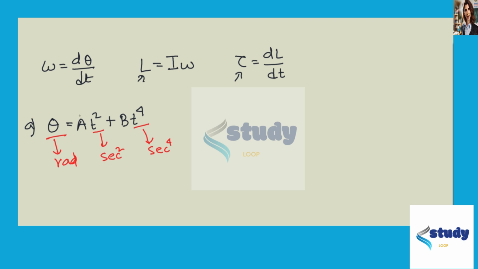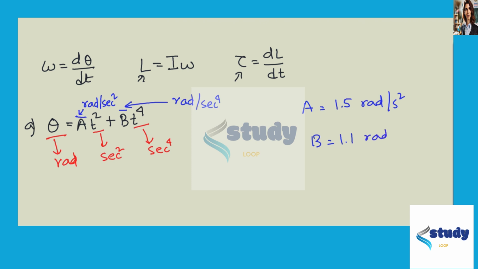If we do so, we see that for A, they should have radians per second squared, so that this second squared gets cancelled with this. And then for B, it's going to be radians per second to the power 4. So that means A will be 1.5 radians per second squared, and B will be 1.1 radians per second to the power 4.